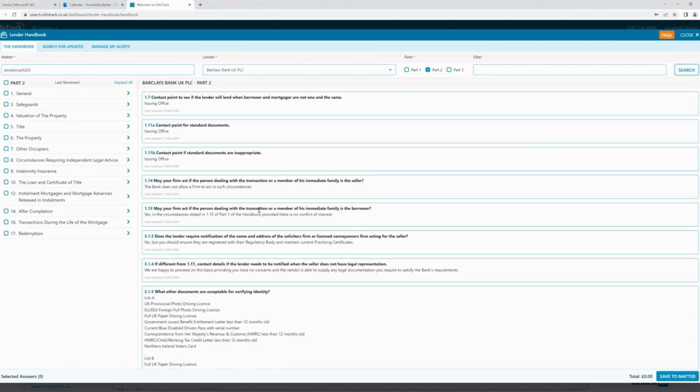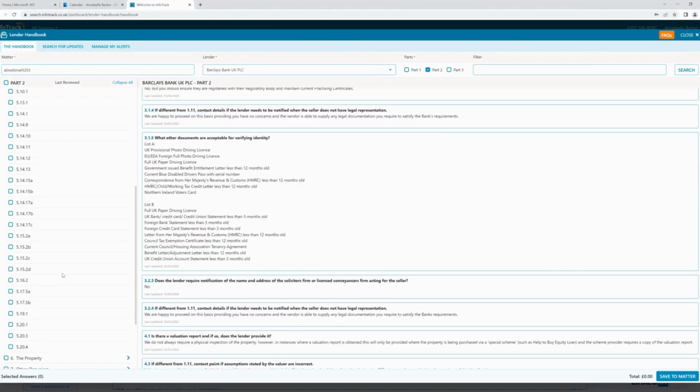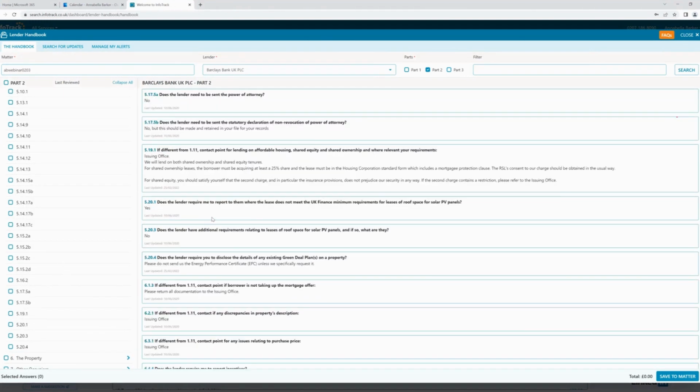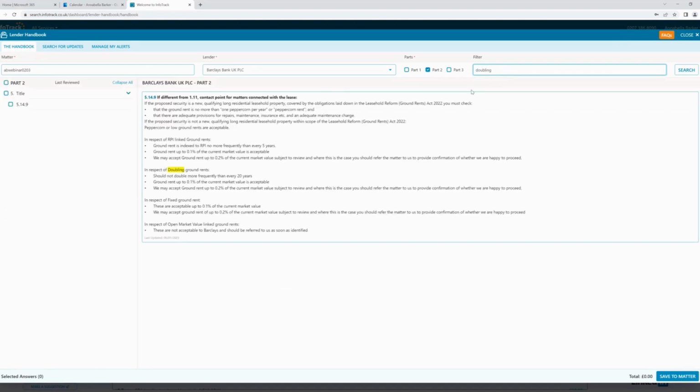You can scroll through, or using the content section on the left-hand side, click on the question you would like to view and you'll be navigated straight to the answer. We also have a handy search bar so that you can look up keywords. For example, if you want to check whether the lender stipulates anything relating to doubling ground rents, you can just type doubling into the search bar. Then all questions and answers which refer to this within the parts you have selected will be shown and your keyword will be highlighted.